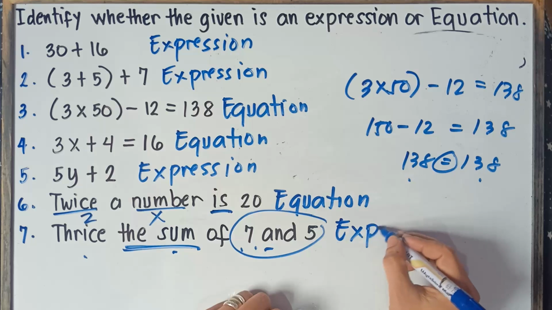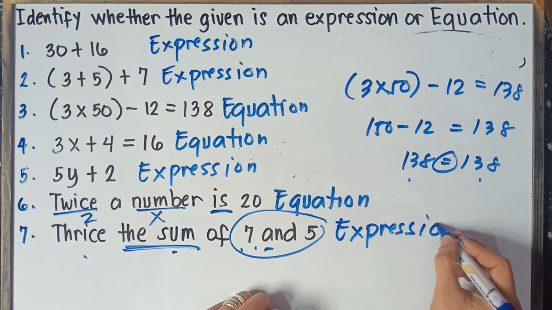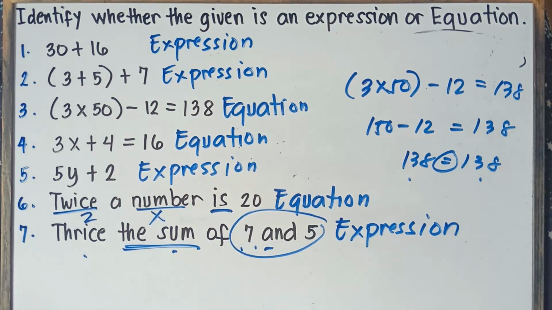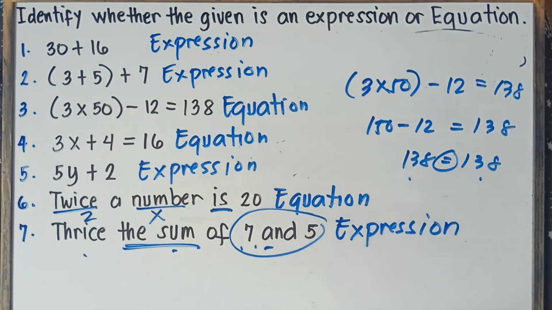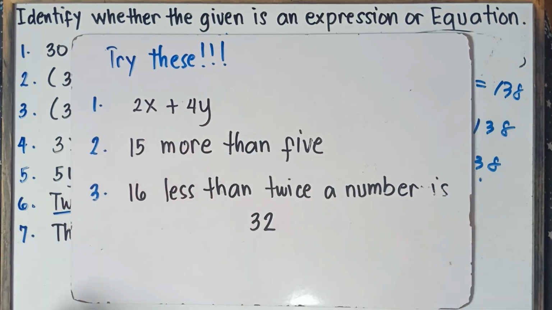Alright, so all set, class, with this one. Very easy, right? For expressions and equations. Now you try to answer this one, class, and put your answer in the comment section down below. Number 1, 2x plus 4y. Number 2, 15 more than 5. Number 3, 16 less than twice a number is 32. Let me check, class, if you really understand our topic.